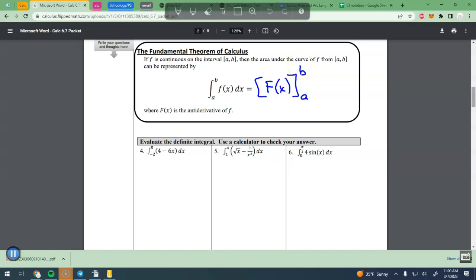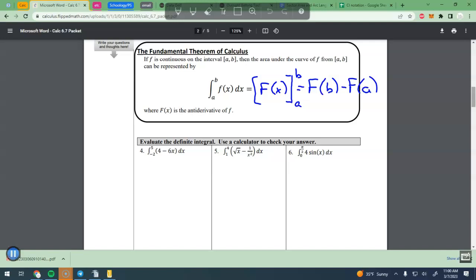Sometimes instead of the brackets, you'll see f of x, and then there'll be a bar, and it'll say A and B. To me, that looks confusing, so I like these brackets, but it's kind of up to you. And then what you do to calculate is you plug the top in, minus, you plug the bottom in. And that'll give you the actual area underneath the curve. We're not estimating with Riemann sums, we're not guessing, this is the legitimate, actual correct area.